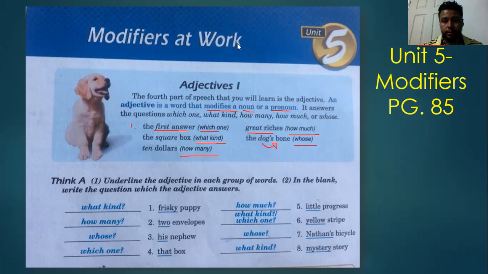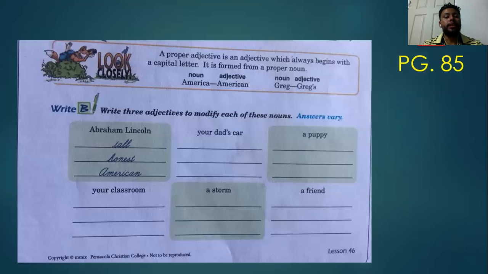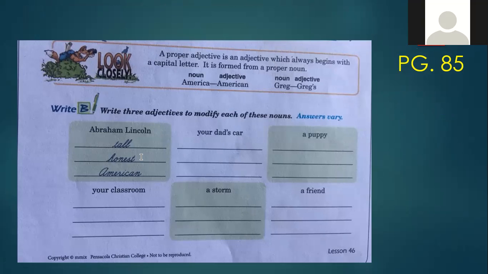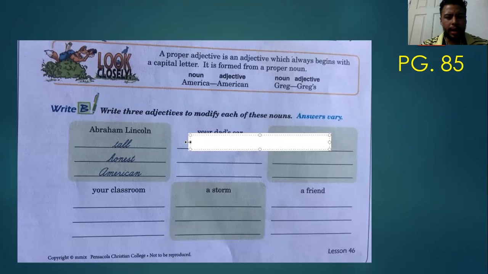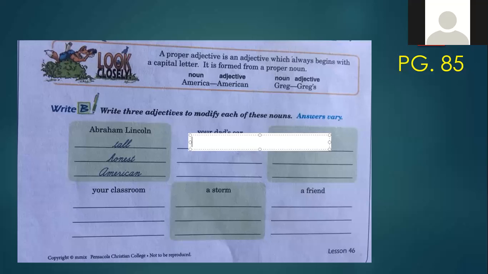I need to erase this. The time is running. Let me check it out. Okay. So in this case, we need to write some adjectives. Please, I need your help to complete this as soon as possible. So I'm going to give you a hand. Dimitri, can you help me with your dad's car? What adjective can you use for it? Well, we could do it by the size, the color. But what kind of adjective? Write three adjectives to modify in this case.